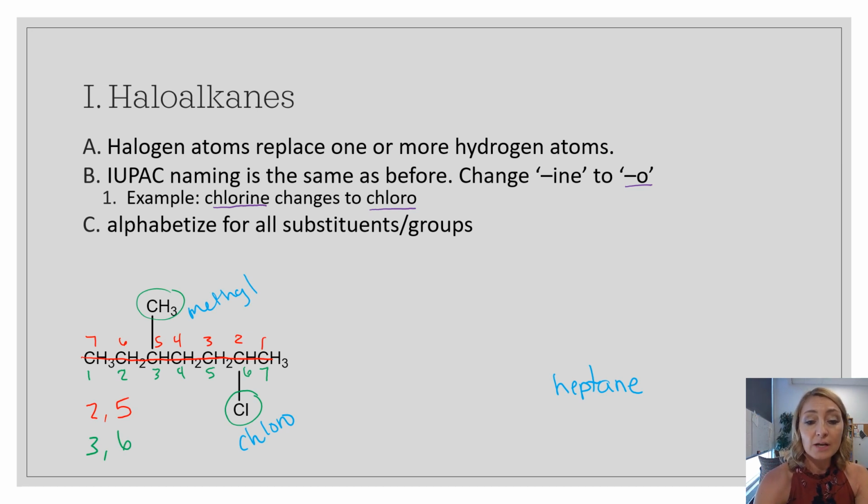All right, so my chlorine is in the 2nd position. So it gets to go first because C comes in the alphabet before M. So this would be 2-chloro. And I'm going to use dashes in between numbers and letters. My methyl group is next alphabetically, and it is in position 5. So 2-chloro-5-methylheptane, methylheptane being one word, no spaces.